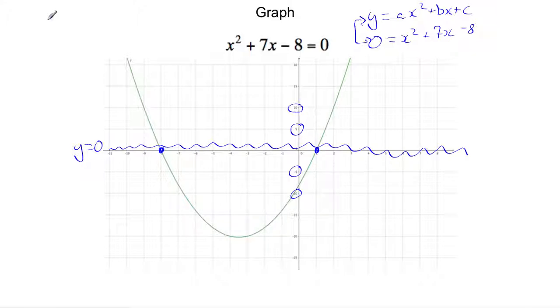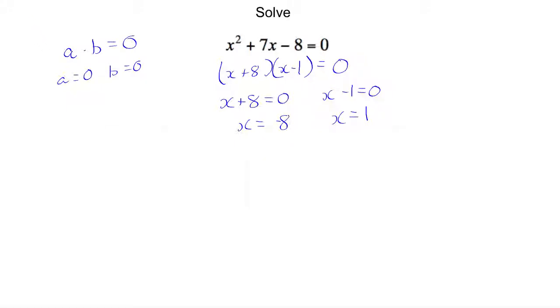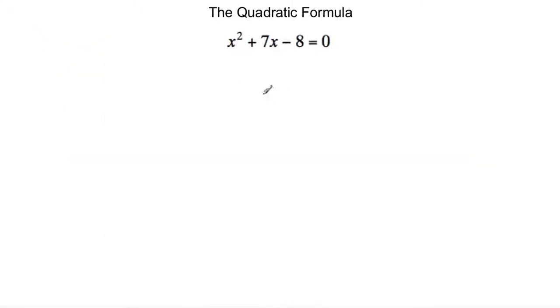So you can graph using this software, GeoGebra. You can graph using your graphing calculator, or you can factor. Now briefly, I will just touch upon the quadratic formula. Again, the general form for a quadratic is y is equal to ax squared plus bx plus c, where a and b are number values that are coefficients in front of the variable x, and c is a constant. So here, a is equal to 1, because there's an invisible 1, b is equal to 7, and c is equal to negative 8, because this is really plus negative 8.